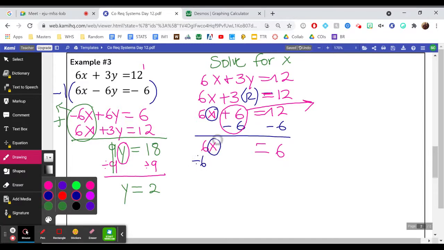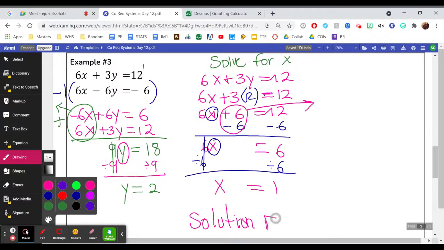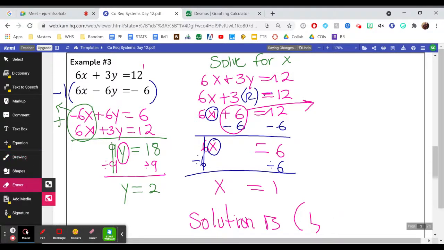Divide both sides by 6 so that I have x by itself. 6 divided by 6, that is a 1, so I don't need to write that. I just have x is equal to 6 divided by 6, that's a 1. So my solution is 1 comma 6. I mean 2. What am I doing, 6? I don't know why I got the 6 from. Comma 2.